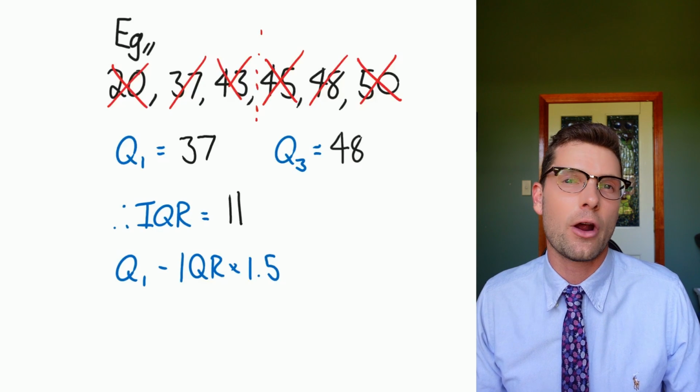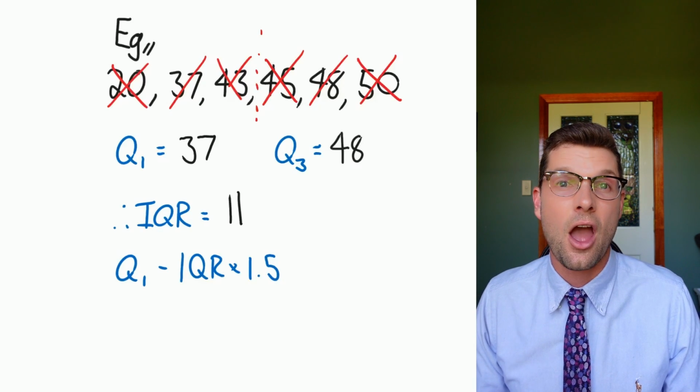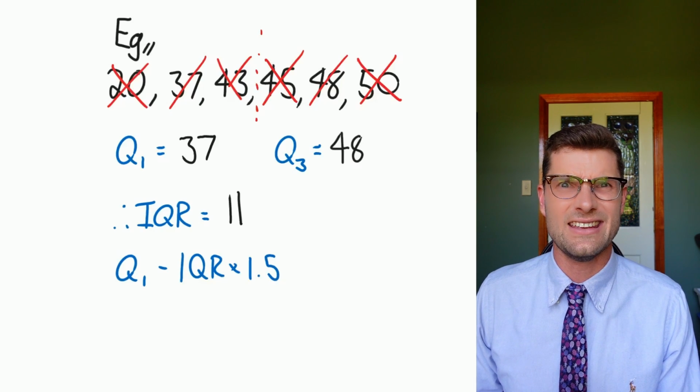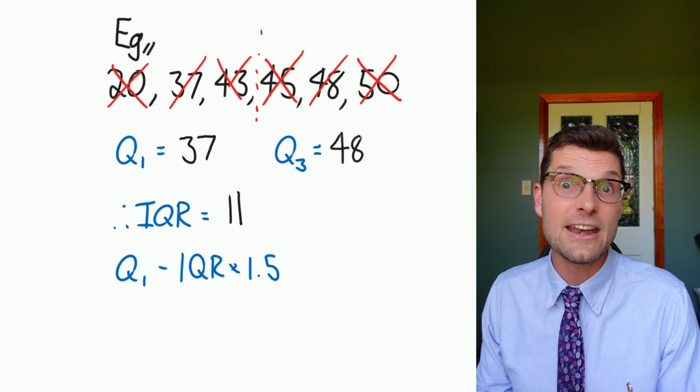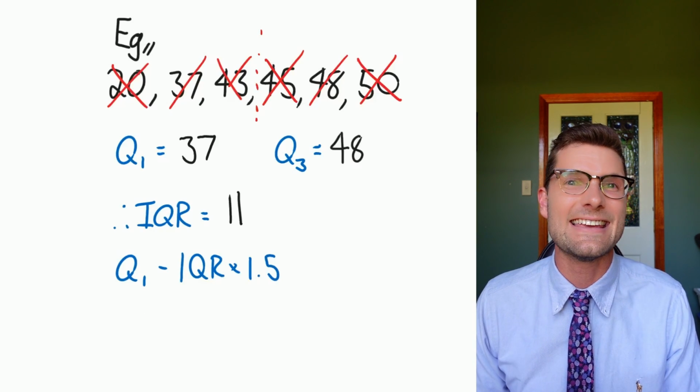So from here, I'm trying to work out whether or not any of these data points are an outlier. I'm actually not going to check the high ones. Because the highest number is 50 and I know the median is 44, I'm pretty confident that's not going to be an outlier. We can check it just to be sure, but I'm very confident the only number here I'm looking at is that 20.